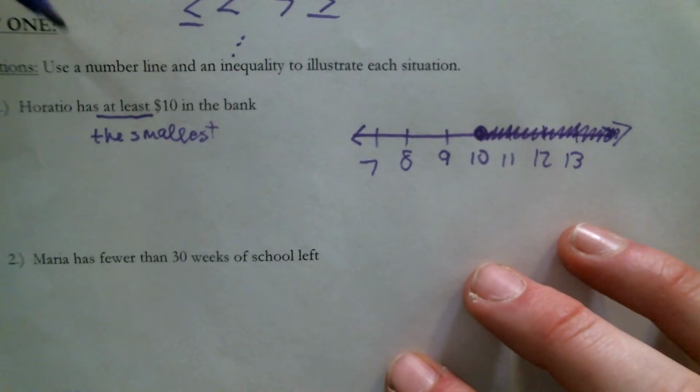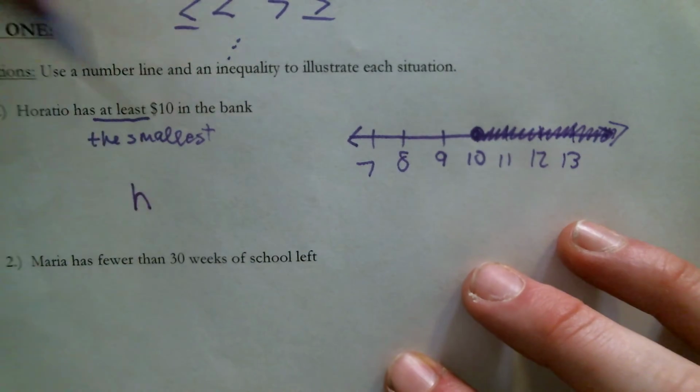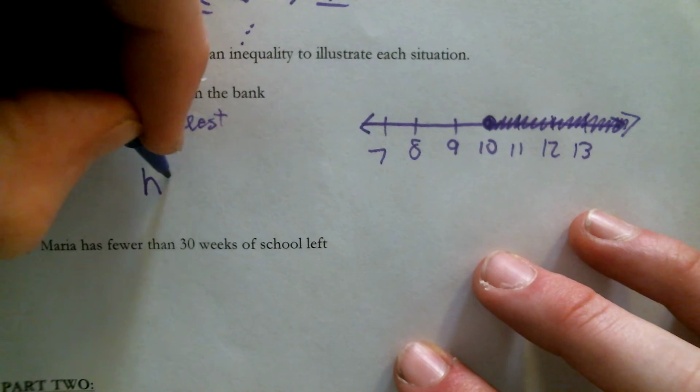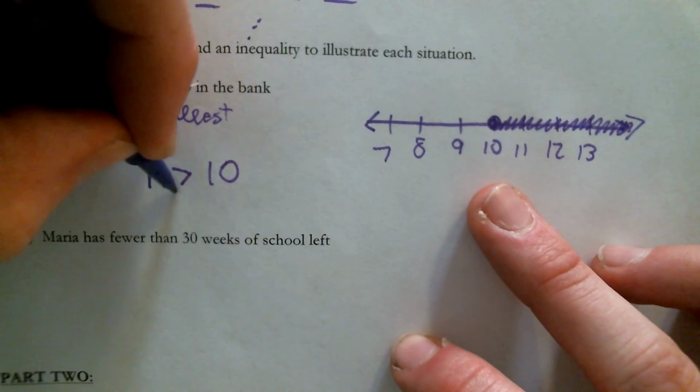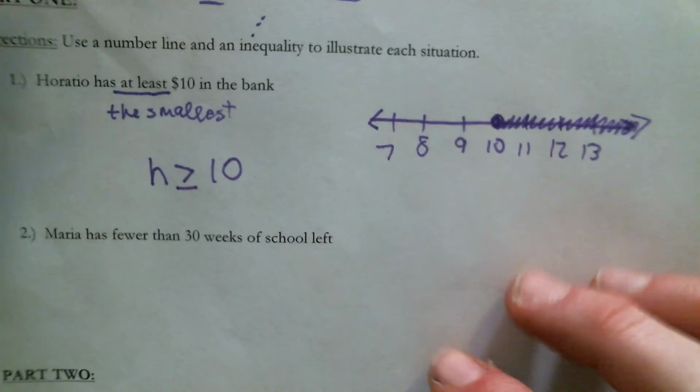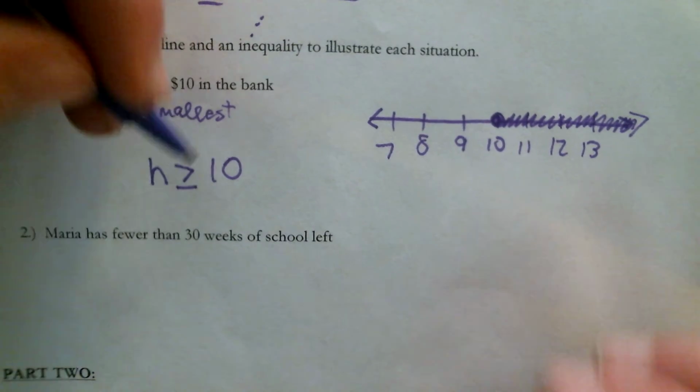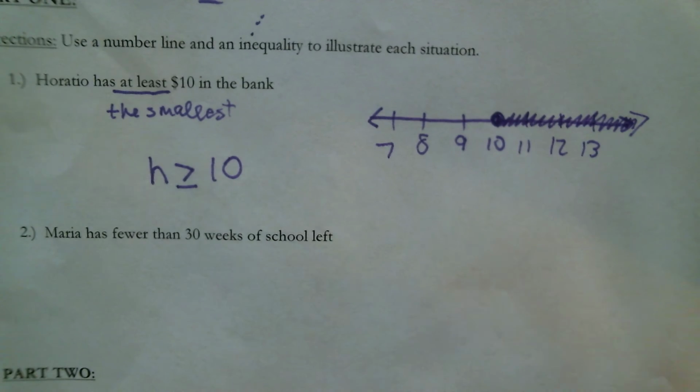So what inequality represents this? Well, H, Horatio's money, has to be greater than what number? It's greater than 10, but it also includes 10. It says at the least, which means it could be 10. So there's my inequality. There's my number line. Let's move on to the next one.